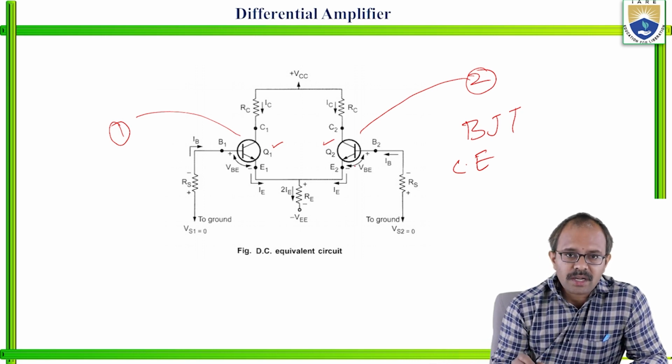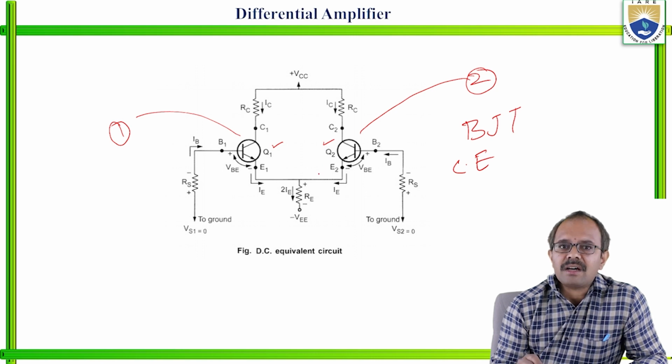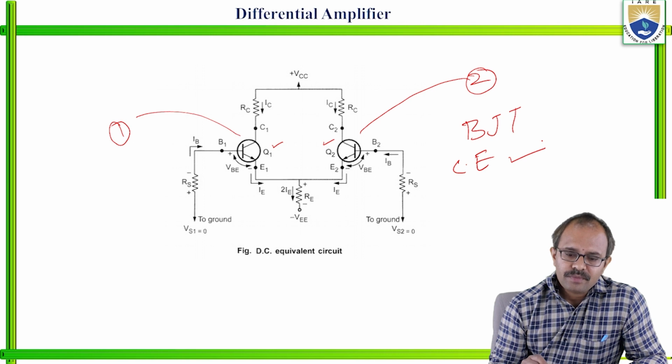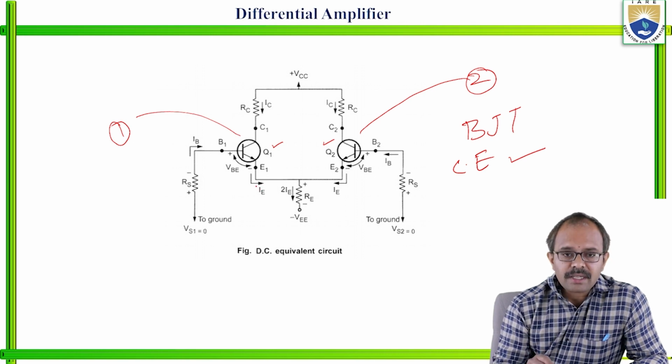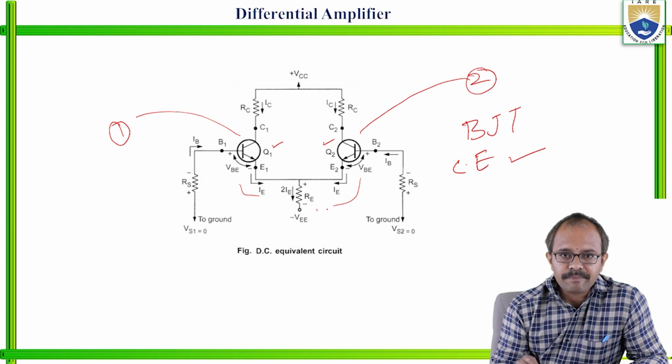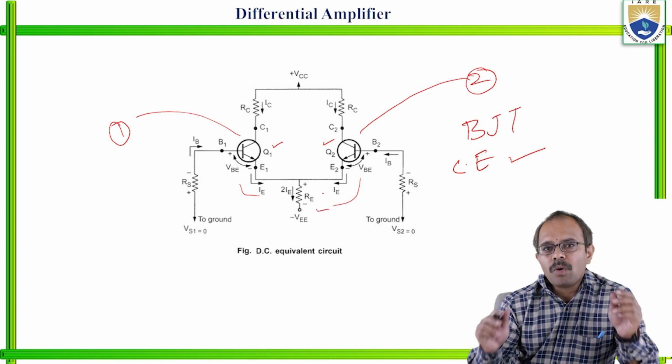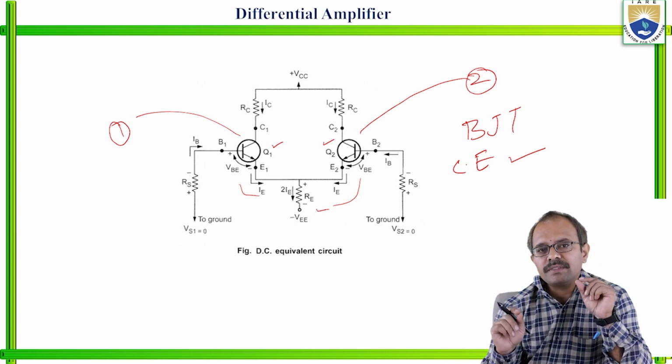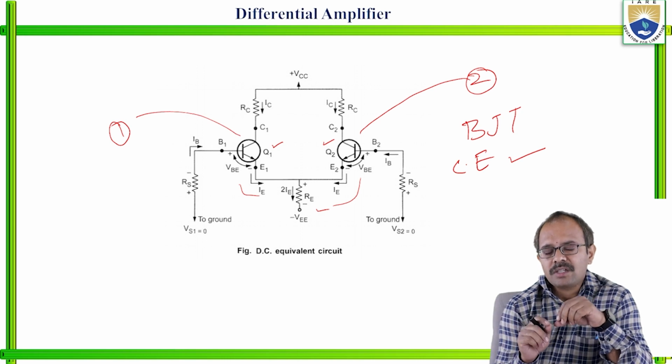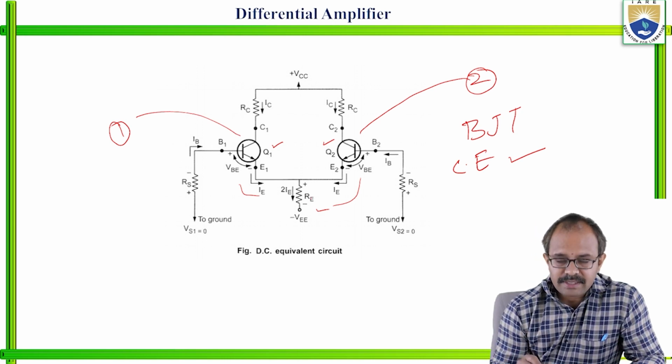Both the transistors, Q1 as well as Q2, are in common emitter configuration. If you observe, the emitter terminals of both the transistors are tied together through a resistor called RE. So what is the meaning here? Both the emitters of the transistors are tied together through the emitter resistance RE.